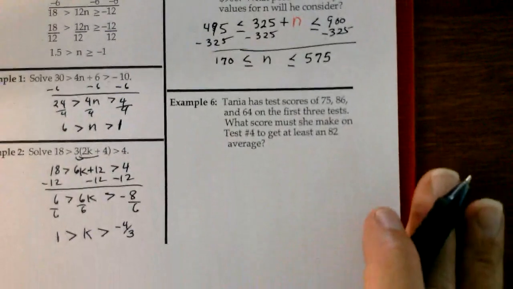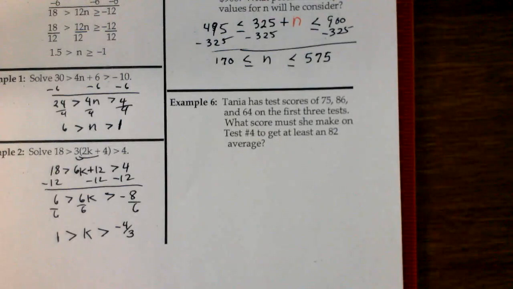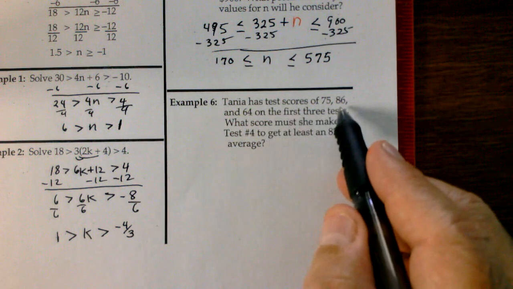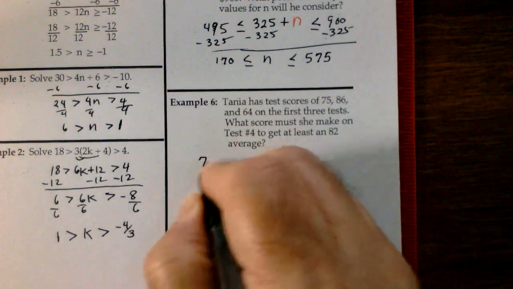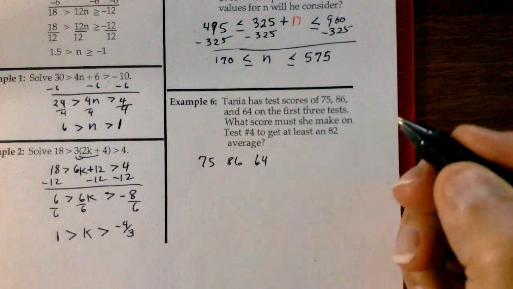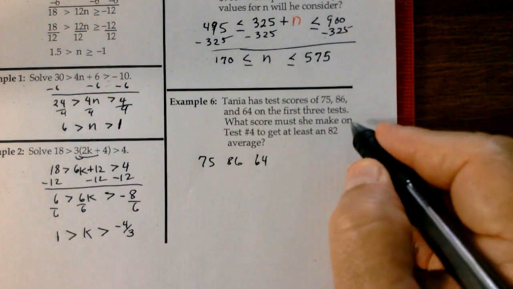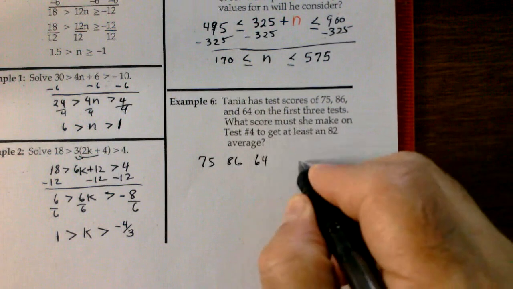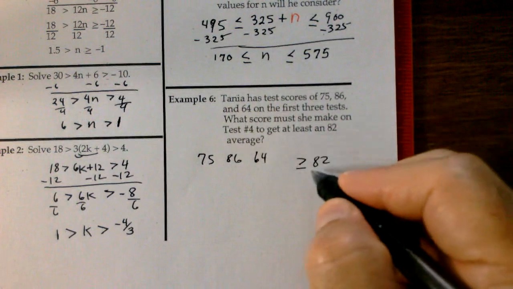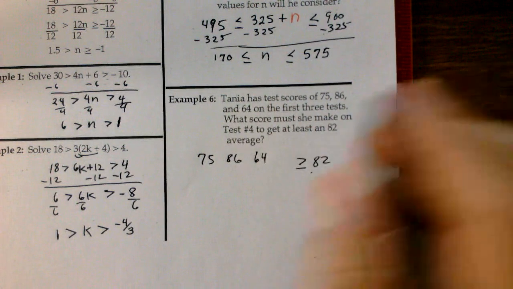Let's take a look at something like this. Now this problem is popular with TSI, so I'm hoping that you can see how this works because the probability of you getting one is high. Tanya had test scores of 75, 86, and 64. What score must she make on the fourth test, test number 4, to make at least an 82 average? Now remember, at least means 82 or higher.